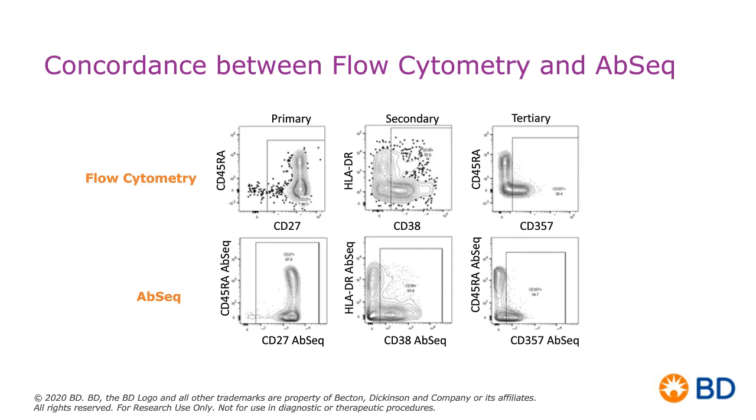CD357. And I look at this data and I'm pretty happy with it, right? I can clearly resolve all the populations of what I'm interested in. However, if I take the exact same sample, stain the cells with AbSeq, and then go through the bioinformatics pipeline and get my sequencing data back, I then just take that data and import it directly into FlowJo. I can gate and analyze my cells the same way as if there's a fluorochrome conjugated antibody. And these are the exact same samples.